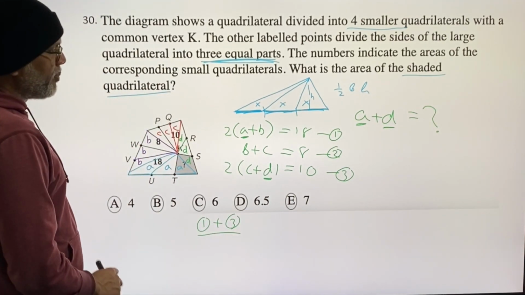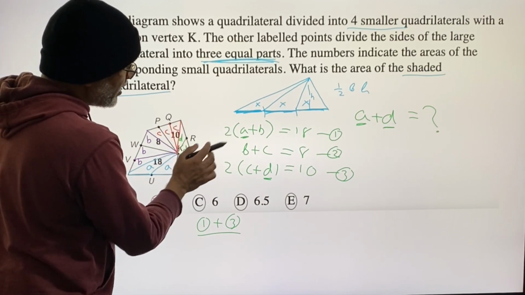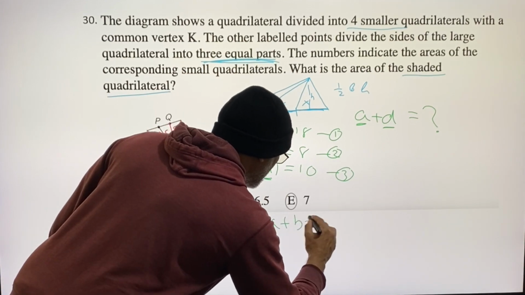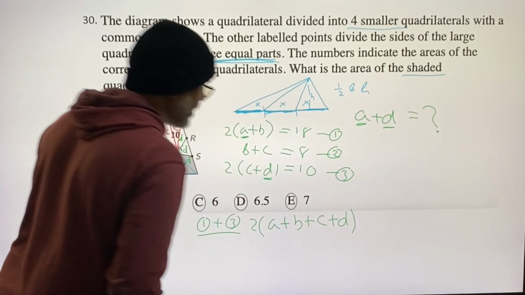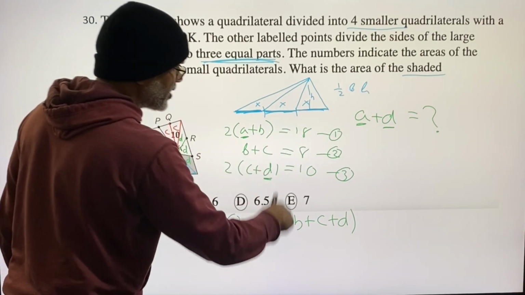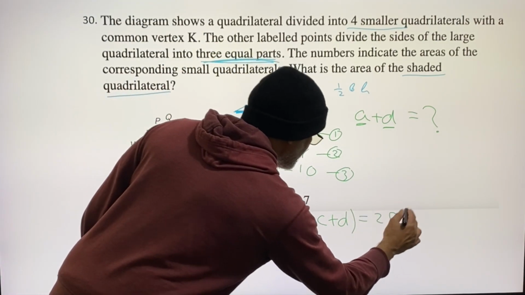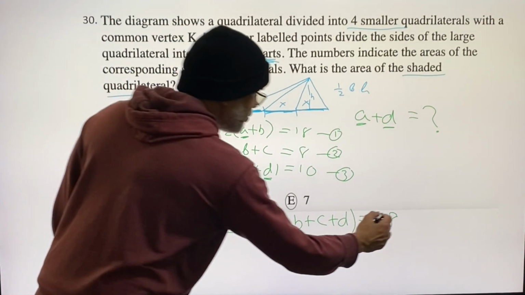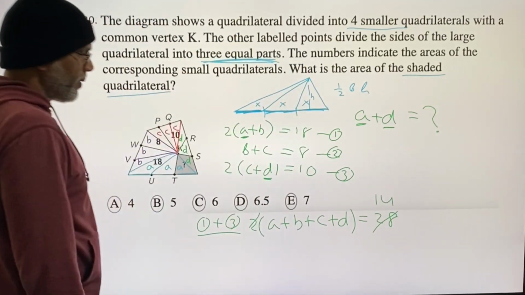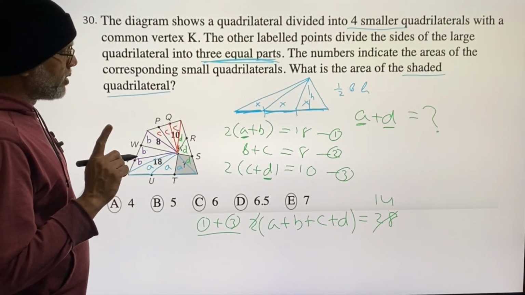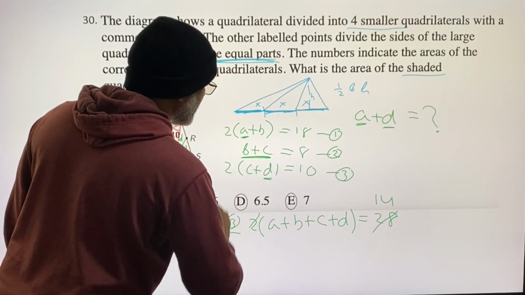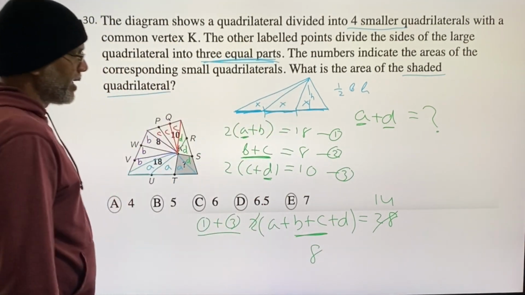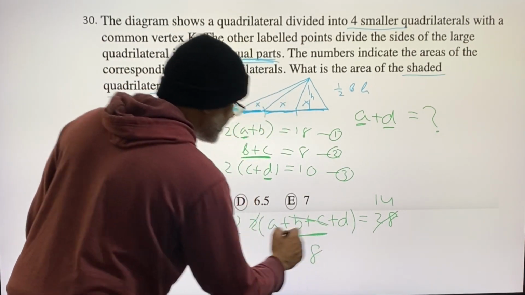That will give me 2 times A plus B plus C plus D, right? And that should be equal to 18 plus 10, that is 28, right? Now divide both sides by 2, so this is 14. Now B plus C is given to us, that is 8, right? So B plus C is 8.